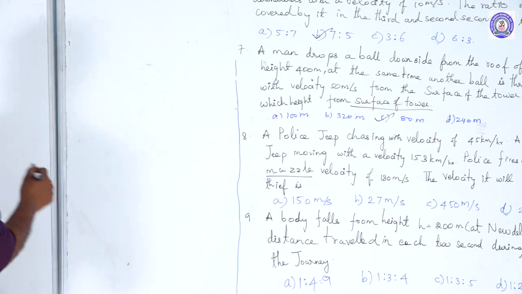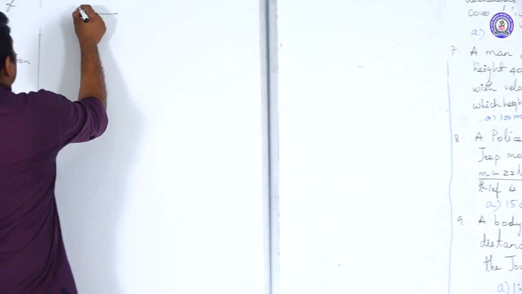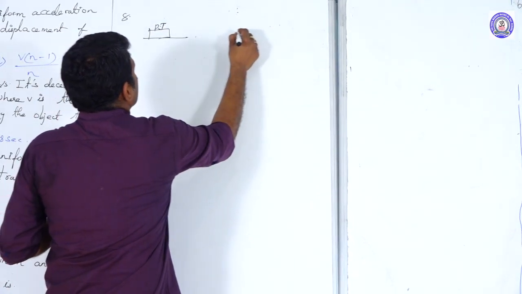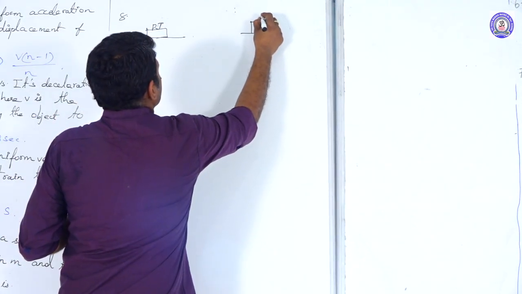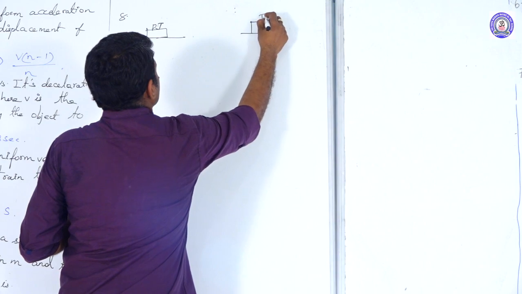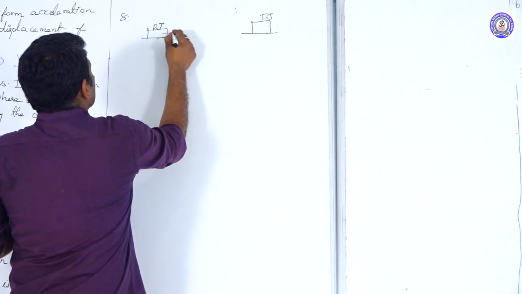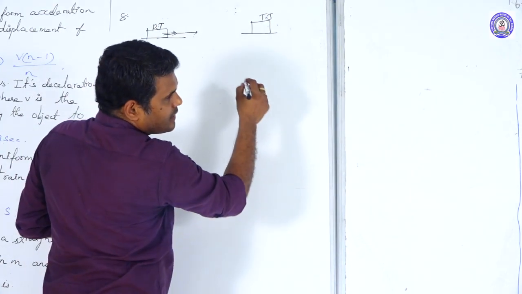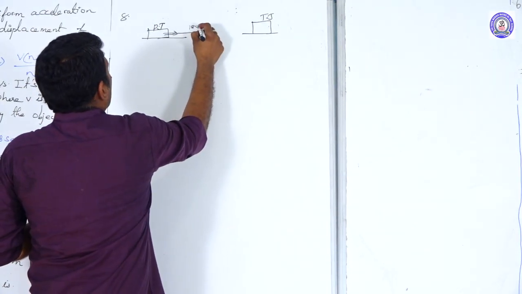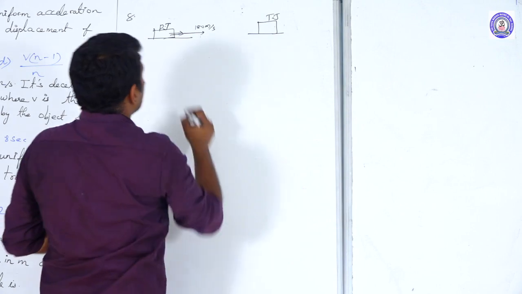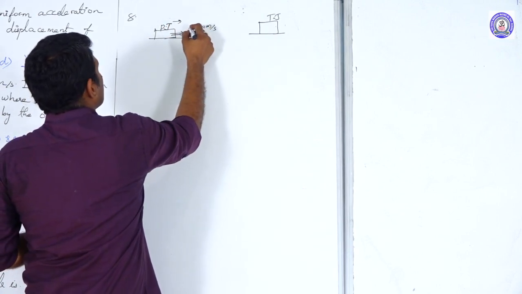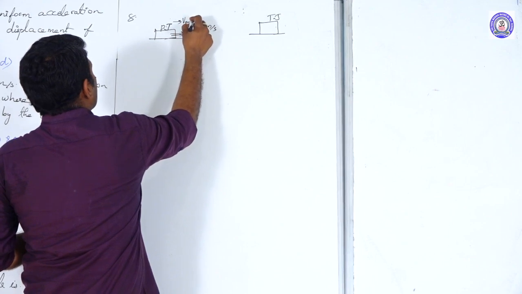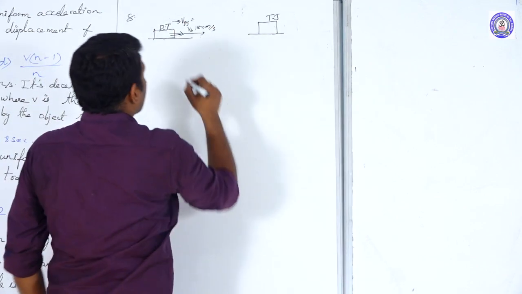Now the question is very simple. We can consider this as the police jeep. This is the thief's jeep. A bullet is fired from the police jeep. This is moving with the velocity 180 meters per second. This is the velocity of the bullet. Police jeep is moving with a velocity of 45 km per hour.